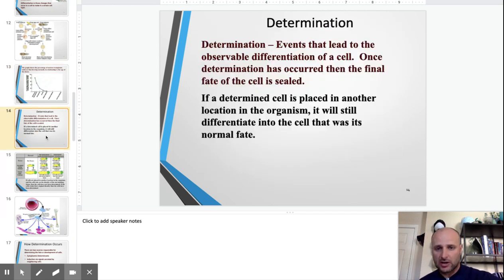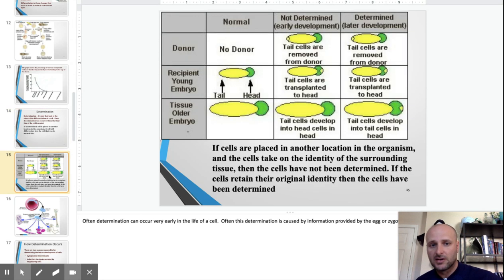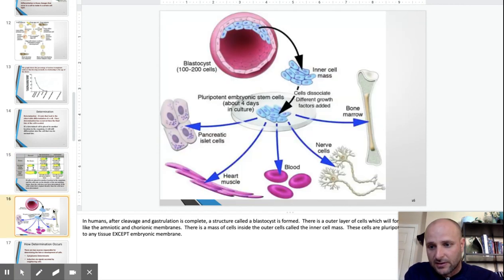Determination is just talking about when cells are determined to be placed in a certain part of the organism. If this gets messed up, you can get some weird stuff, where this is the normal thing here. You get tail or the head parts, and then you might get some parts where the head parts are imposed onto tails and things like that, or two tails and stuff like that.